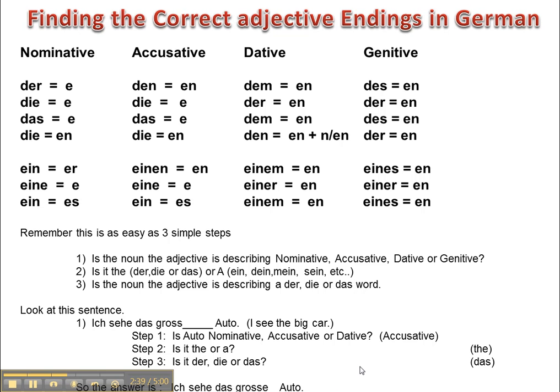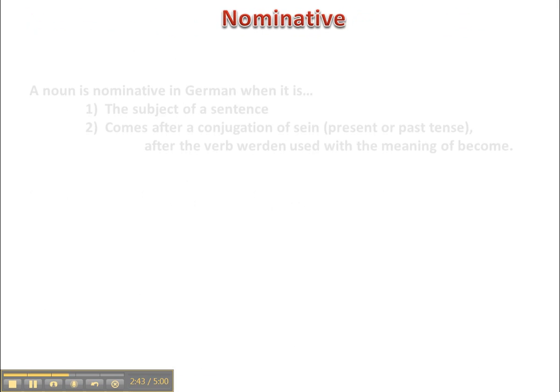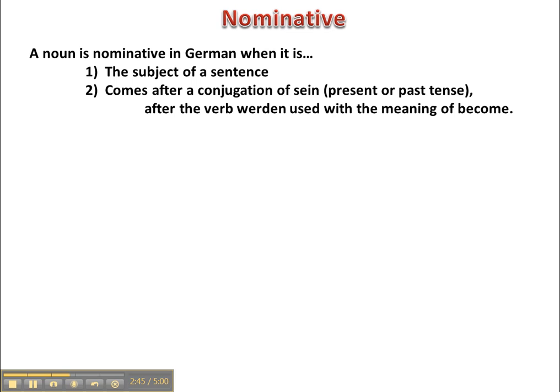So let's break down each one of these cases for a second. The nominative case is for the subject of a sentence or comes after some conjugation of the verb sein, whether it be the present tense or past tense, or the verb werden used in its meaning to become. Werden is kind of a funny verb in German. It has multiple meanings. It can mean the future. It can mean, in some cases, the passive voice. It's not a tense, passive voice.